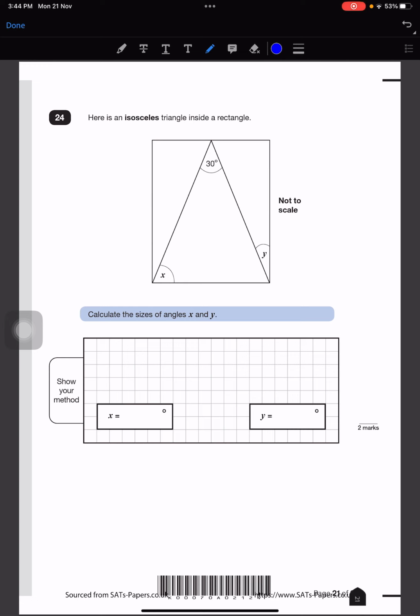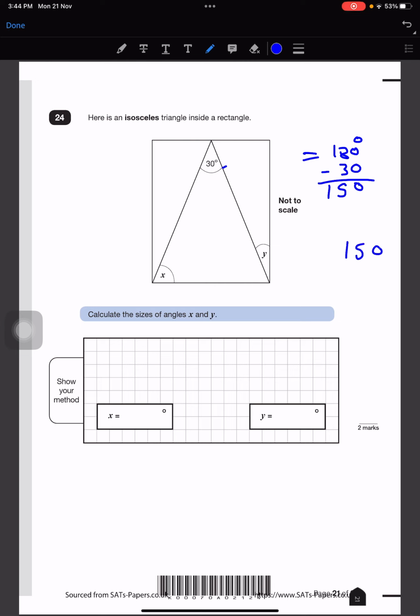Next, here is an isosceles triangle inside a rectangle. Calculate the size of the angles x and y. So for this, what we can do is a triangle is equal to 180 degrees in total. To figure out these values, first we're going to subtract 30, which is the one we just got. So 0, and then this will be 5, and this will be a 1. So 150. Now we're going to do 150 divided by 2.